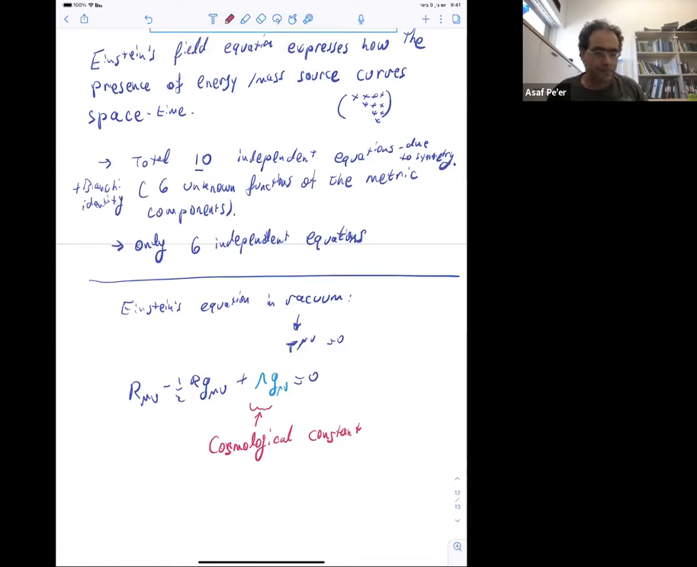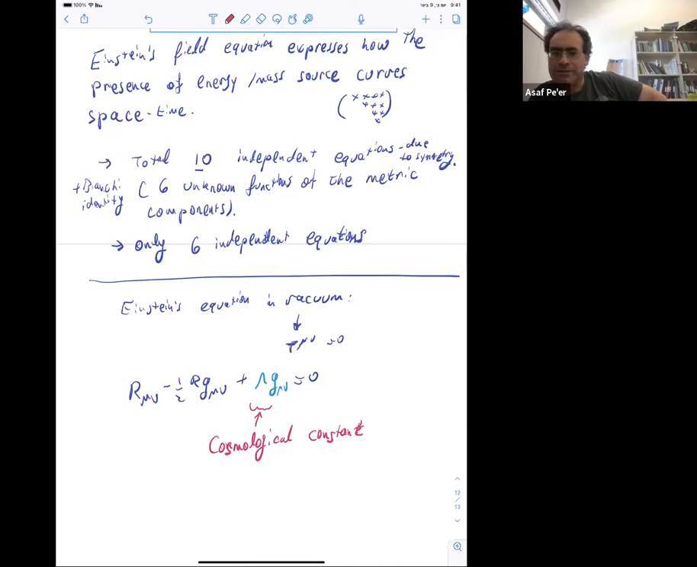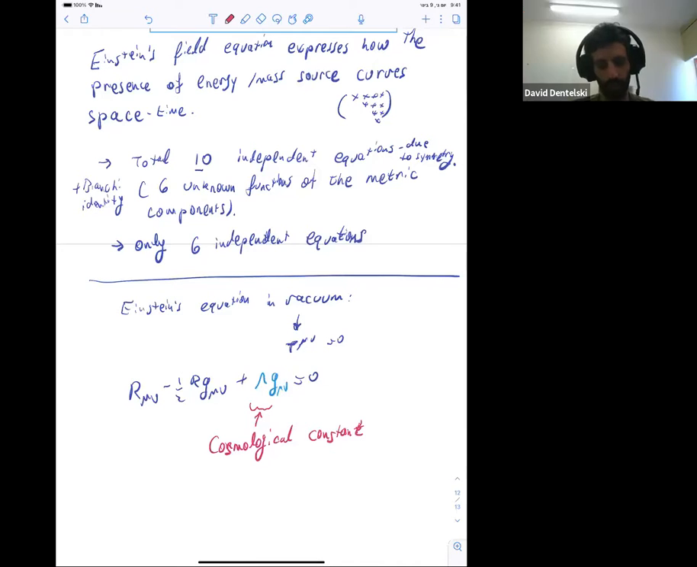Okay. Now, I don't know if you know this story, because this is one of the most interesting stories in the history of physics. Who put the cosmological constant? It was Einstein. Why did he do that? Because he believed the universe is not expanding, like it's constant.